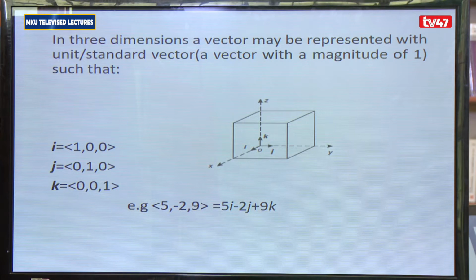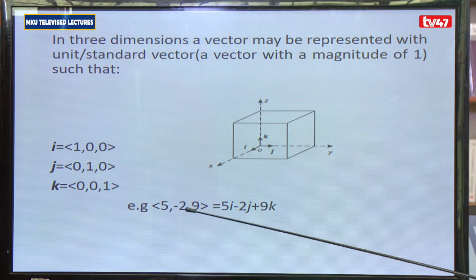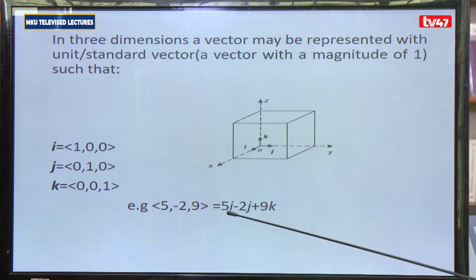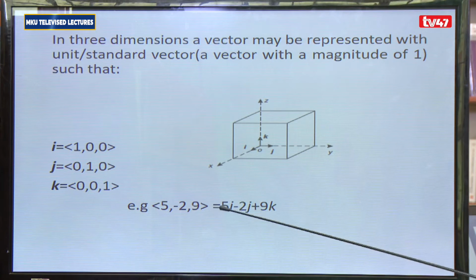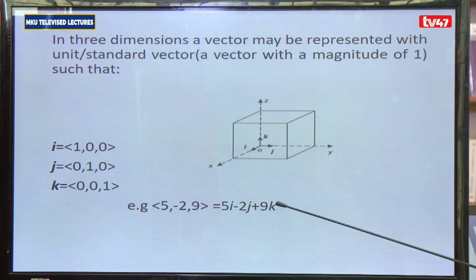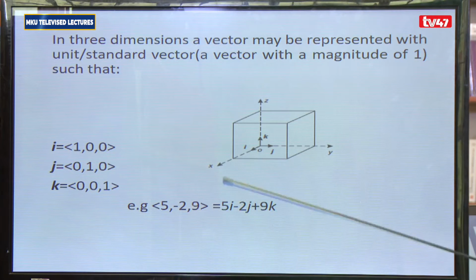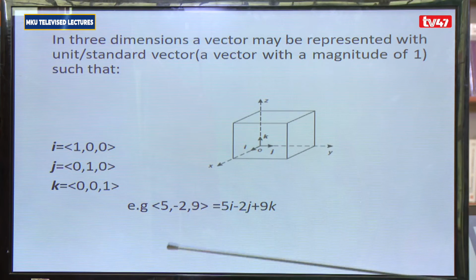Such that if you have a vector which is given by <5, -2, 9>, then simply you put in these unit vectors, and you are going to have 5i minus 2j plus 9k. So this is a representation of a vector which is given in 3 dimensions.